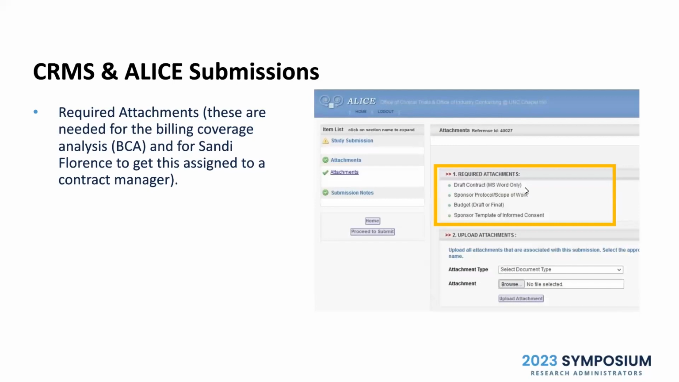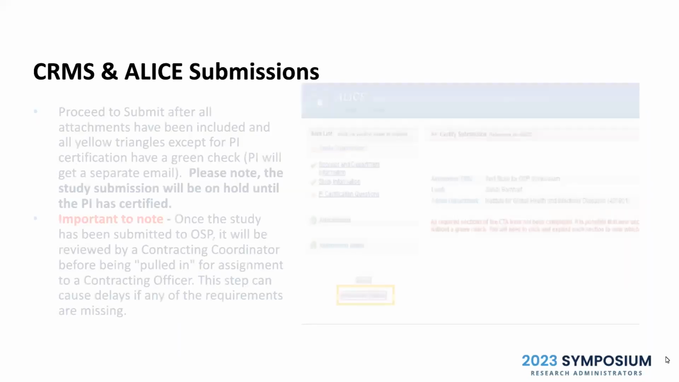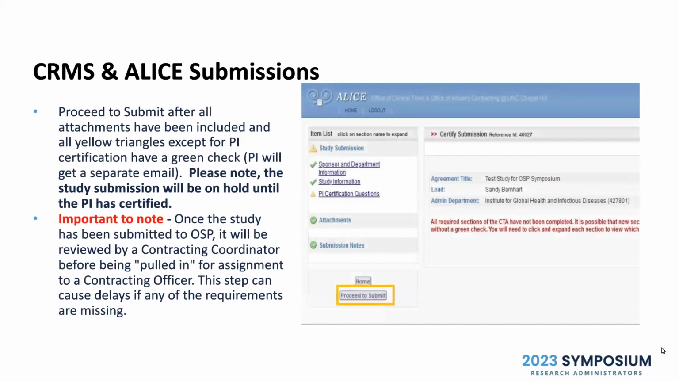So you need to have, at a minimum, your draft CTA, your sponsor protocol, your draft or final budget, and a copy of the sponsor template informed consent. And once you have that filled in, you can proceed to submit.